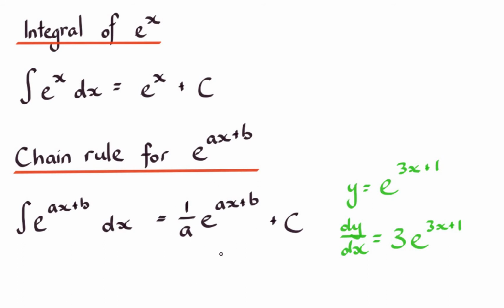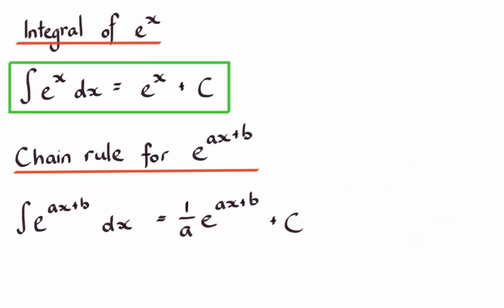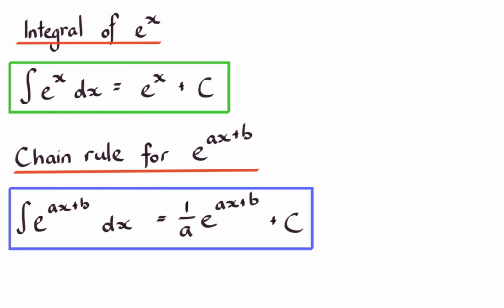So just double checking by differentiating our answer here. If we had to differentiate this, the a, which is the derivative of this ax plus b, would come out the front. However, it would cancel with this 1 on a, leaving us just with e to the power of ax plus b, which is exactly what we want. So with this basic rule, and also this chain rule, let's do some examples to understand this a little better.